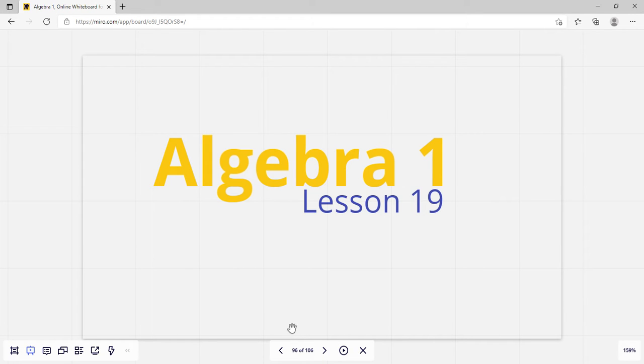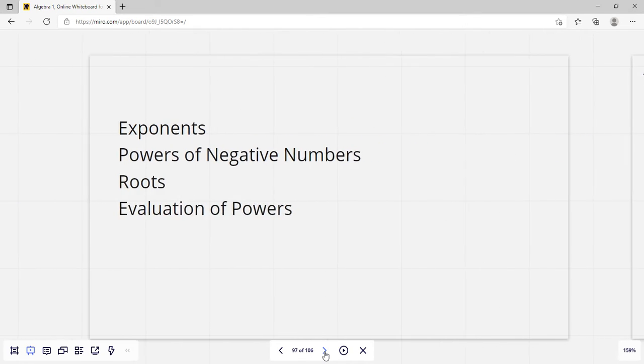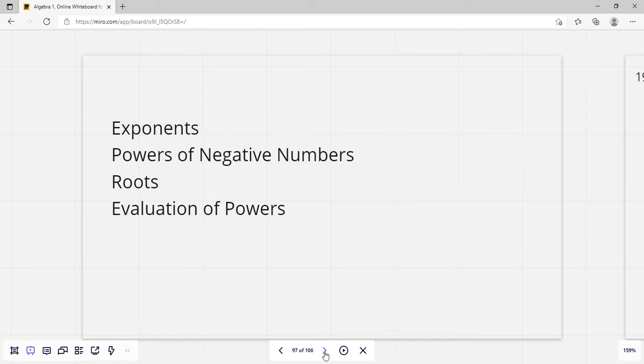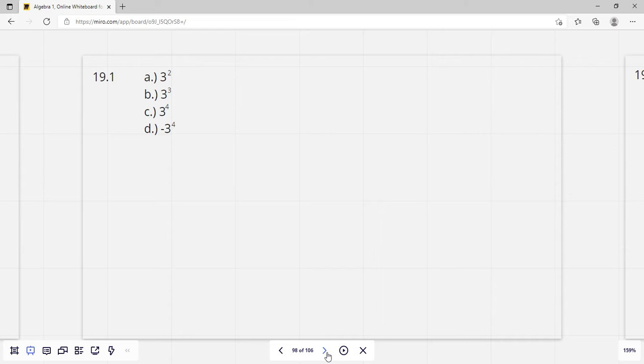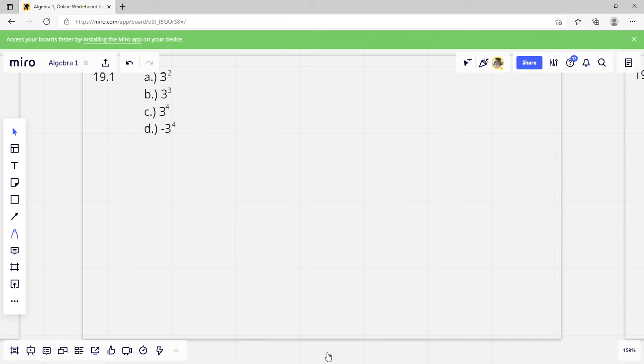Hi everybody, this is Algebra 1, Lesson 19, and this lesson covers exponents, powers of negative numbers, roots, and evaluation of powers. Alright, so exponents. Exponents mean repeated multiplication. Just the way multiplication means repeated addition, an exponent means repeated multiplication.